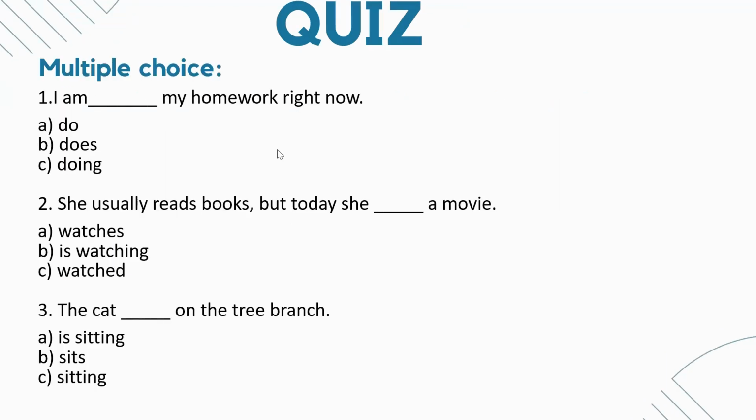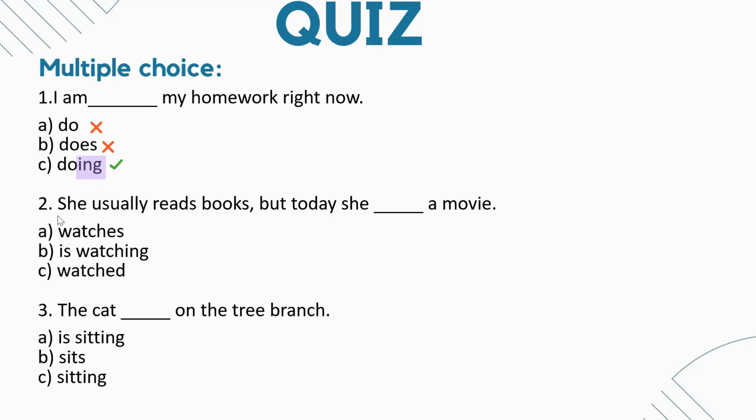Now we have a multiple choice exercise. Let's start with number 1. I am my homework right now. So option A, do. Well, we're using the present continuous tense, so do would not be correct because we use do when we're using the present simple tense. So A is not the answer, does not the answer either. So we have to choose the verb that ends in ing. I am doing my homework right now.